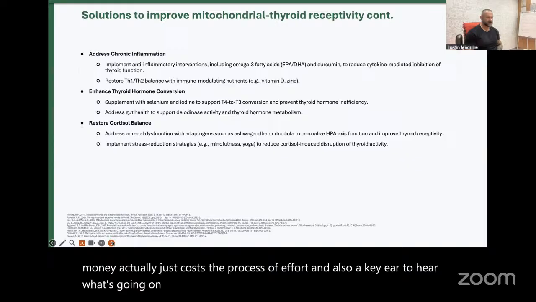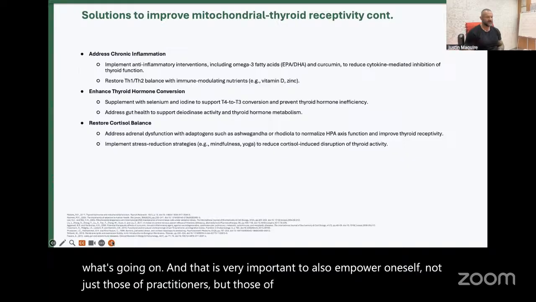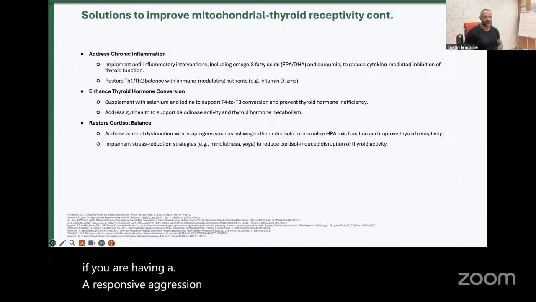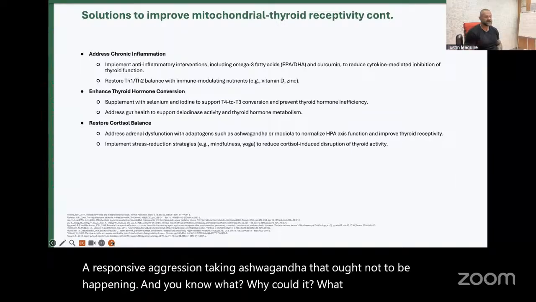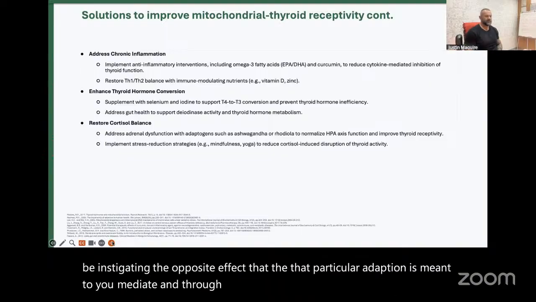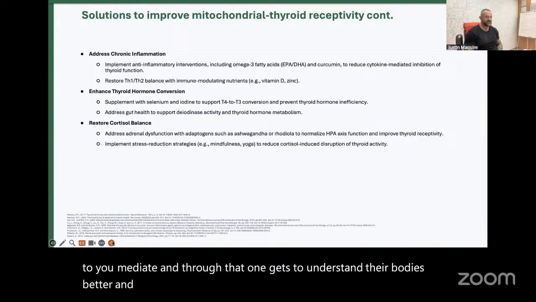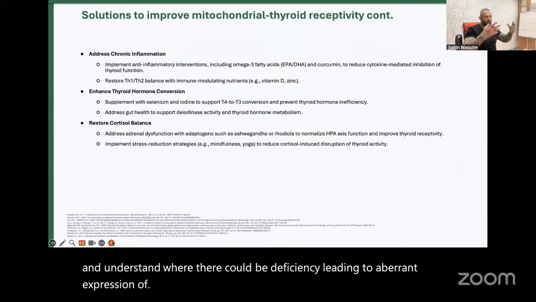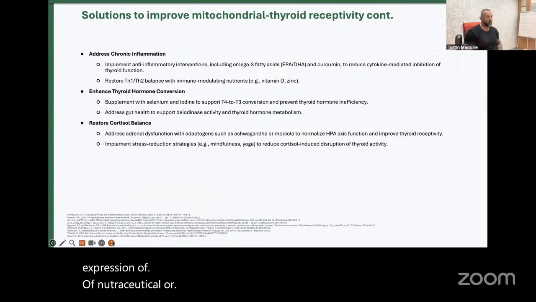And that is very important to also empower oneself, not just those of practitioners, but those of patients as well, to understand that if you are having a responsive aggression taking ashwagandha, that ought not to be happening, and what could be instigating the opposite effect that particular adaptogen is meant to mediate. And through that, one gets to understand their bodies better and understand where there could be deficiency leading to aberrant expression of nutraceutical or hormonal or any interventive effort for that matter.